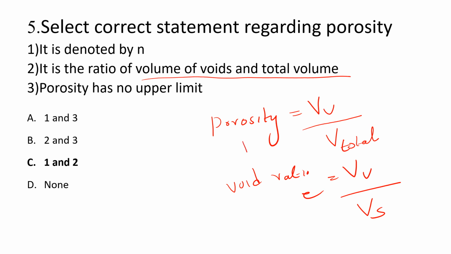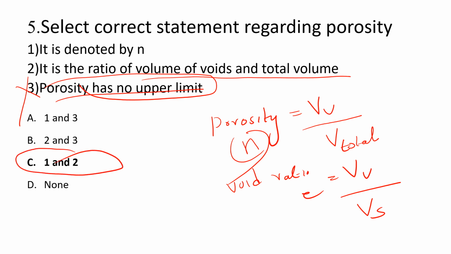You know the porosity is denoted by the letter n. But the porosity has no upper limit? No, porosity is having an upper limit. So your third statement is wrong, and you are coming to the options. Correct statement is option C, 1 and 2. That is, your statements 1 and 2 are correct.